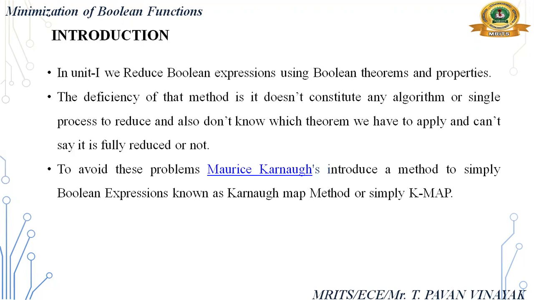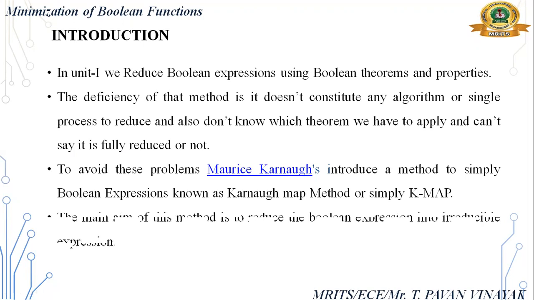To avoid this problem, Maurice Karnaugh introduced a method called the Karnaugh map method, or simply the K-map. The main aim of this method is to reduce a Boolean expression into irreducible form, meaning there is no further reduction.